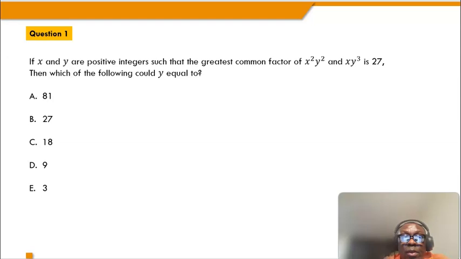Let's go. So in here, we have the first question. We are asked if x and y are positive integers such that the greatest common factor of x squared, y squared, and xy cubed is 27, then which of the following could y be equal to? In this case, what you need to do is to find the GCF. So you're going to find the greatest common factor of x squared, y squared, and xy cubed.